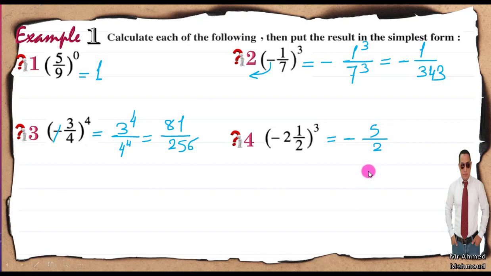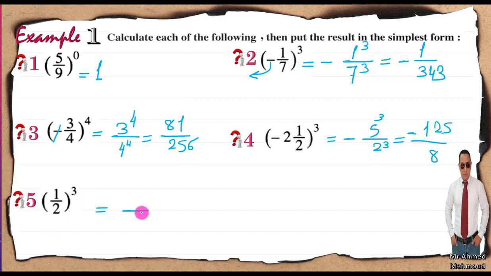Okay, now I'm going to distribute power 3 like this, so it will be negative 125 over 8. Okay, number 5, 1 over 2 all to the power of 3 equals, I'm going to distribute power 3, so it will be 1 to the power of 3 over 2 to the power of 3, it's equal to 1 over 8. Next.